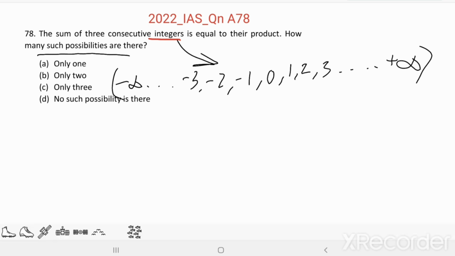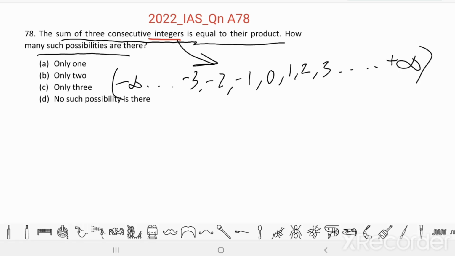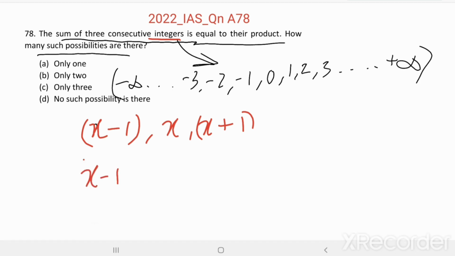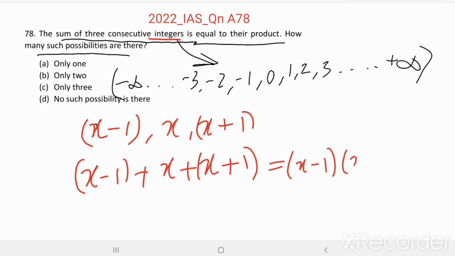Well, the sum of 3 consecutive integers is equal to their product. Let us take the 3 consecutive integers as x minus 1, x and x plus 1. This is 3 consecutive integers. Then their sum, x minus 1 plus x plus 1, is equal to their product, x minus 1 into x plus 1.